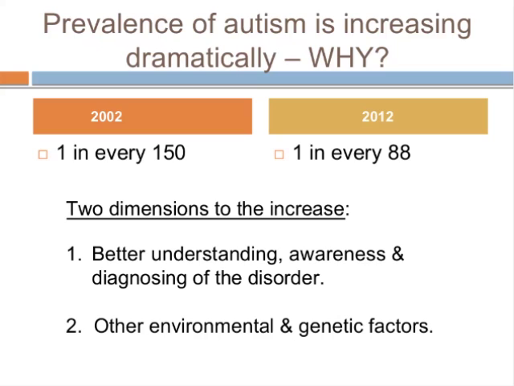More parents and professionals are aware of the disorder and seeking further evaluation. The second dimension, other environmental and genetic factors. Most scientists are in agreement that there are other factors environmentally and genetically. They just have not pinpointed what those are at this time.